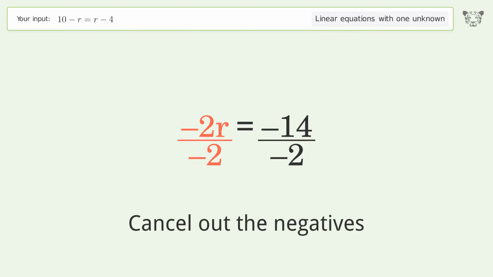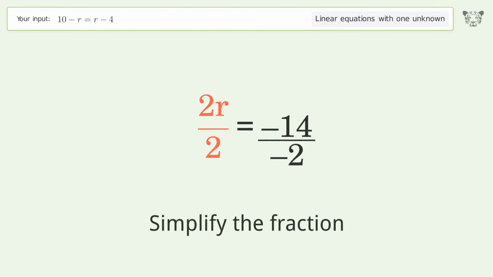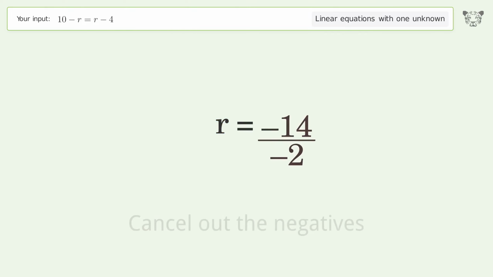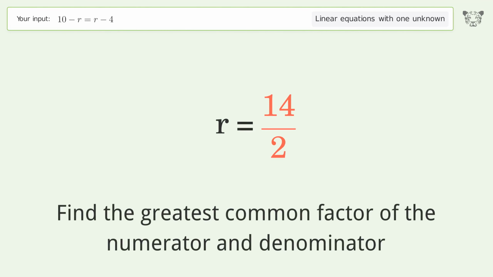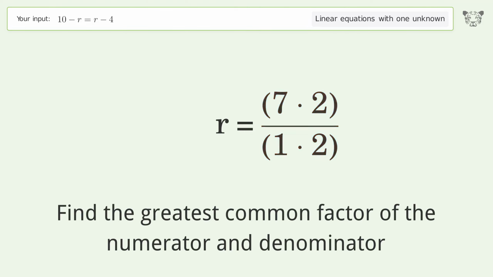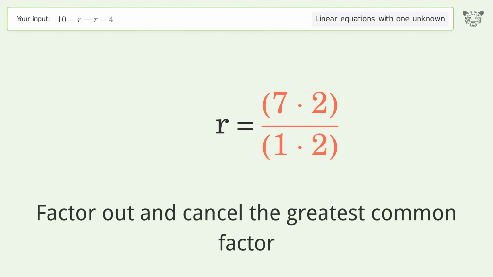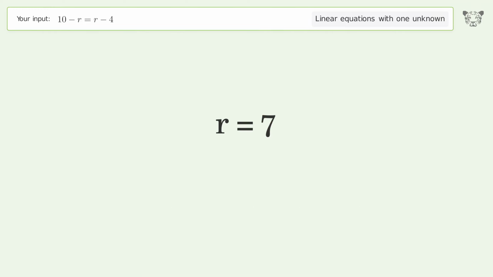Cancel out the negatives. Simplify the fraction. Cancel out the negatives. Find the greatest common factor of the numerator and denominator. Factor out and cancel the greatest common factor. And so the final result is r equals 7.